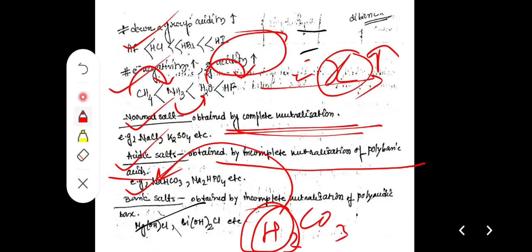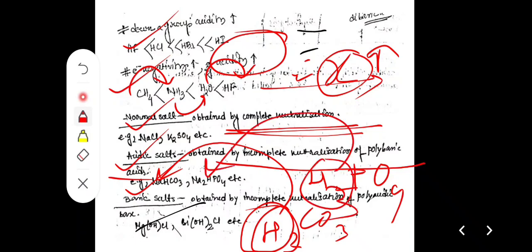Similarly, H3PO4 has 3 hydrogens, which are only partially replaced by NaOH or another base. That gives Na2HPO4. All the hydrogens are not lost from H3PO4, so that's why it is termed an acidic salt.